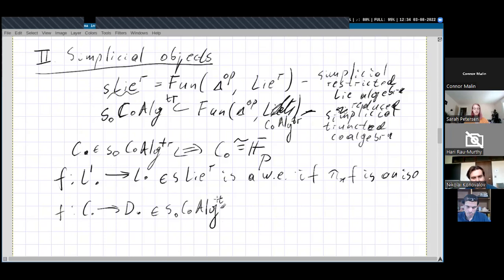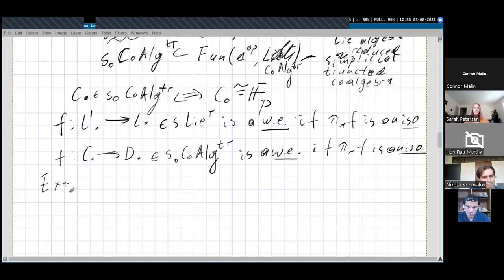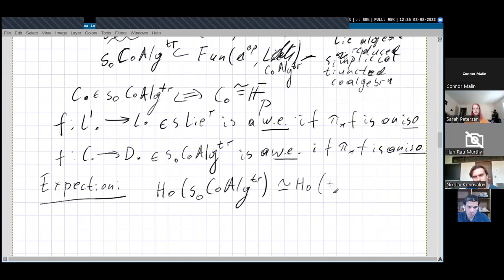And again, we can say that here a weak equivalence is a map where the star of F is an isomorphism, the same. And what one might expect is that the homotopy category of these ones is equivalent to these ones, right? You probably would expect something like that. But unfortunately, this is not true. Sorry, this is not levelwise weak equivalences.